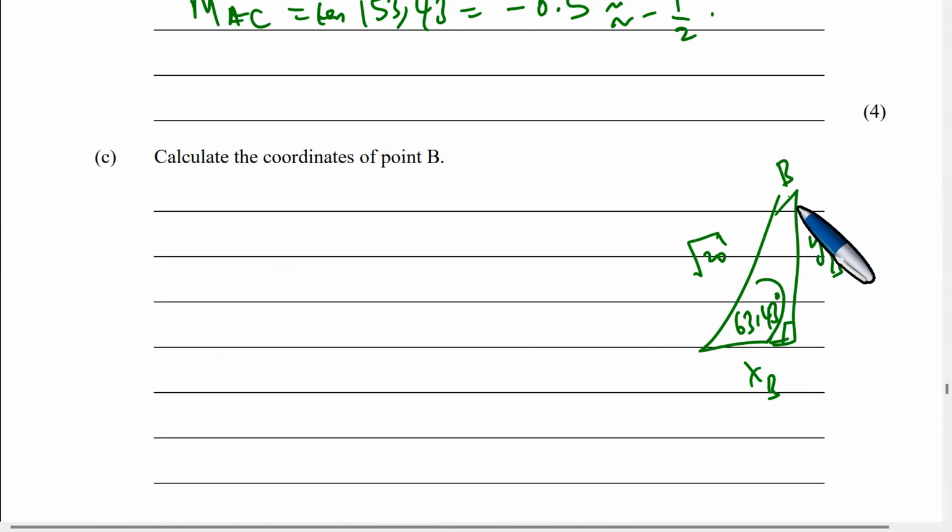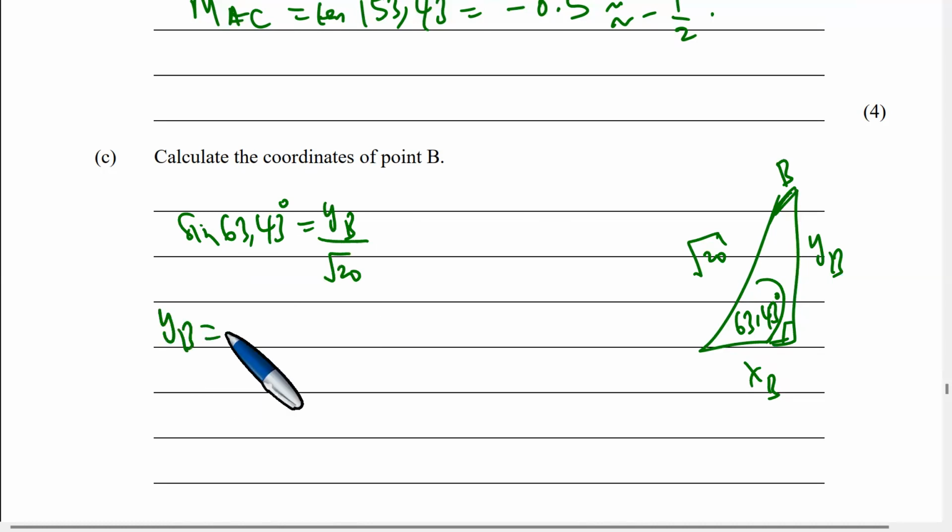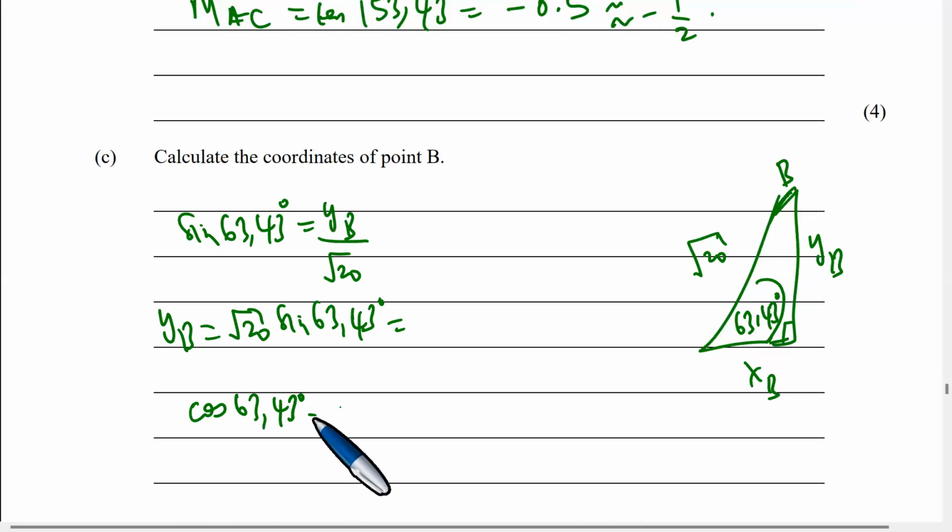So which means in the end, you have this one is opposite over hypotenuse, which is like the sine of 63,43 degrees is the opposite over the hypotenuse. YB is the square root of 20 times the sine of 63,43. But also you have the cosine of 63,43, which is the adjacent over hypotenuse, which is XB equals the square root of 20 times the cosine of that.